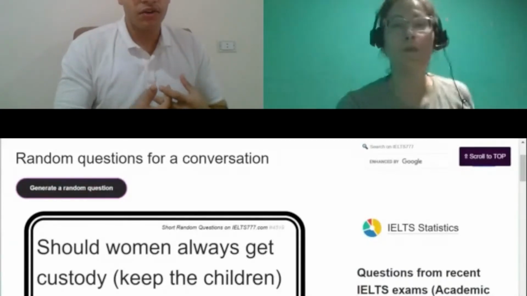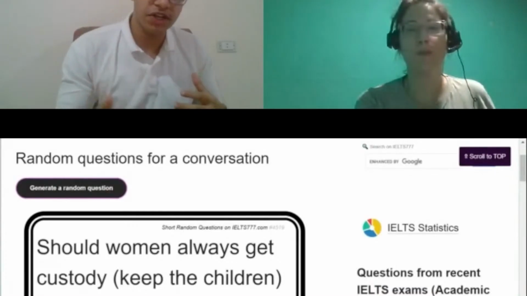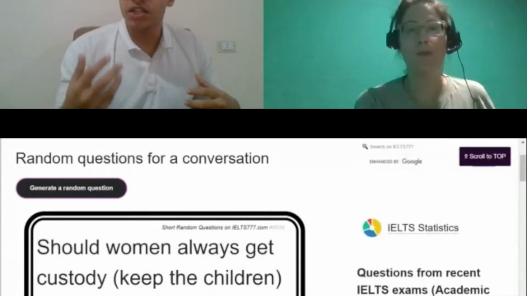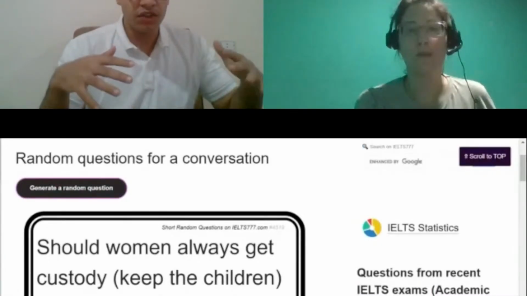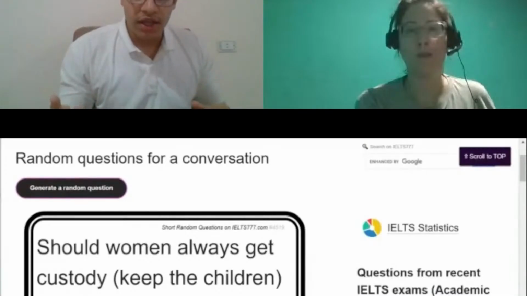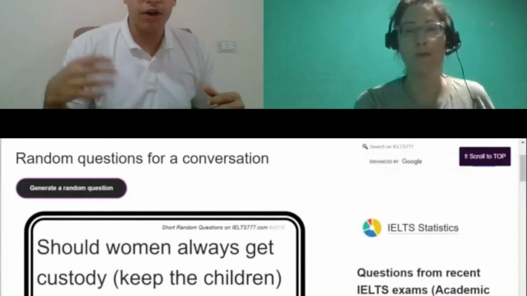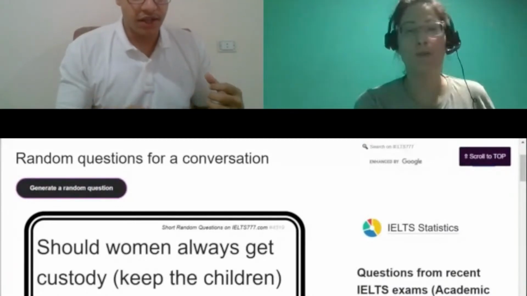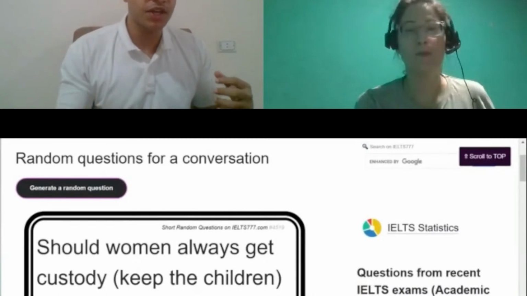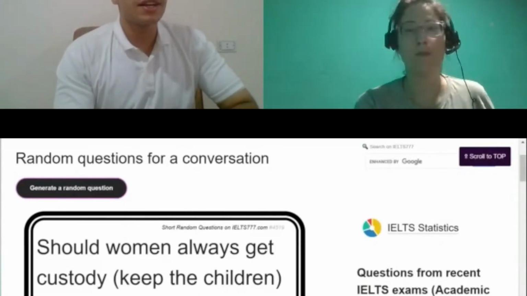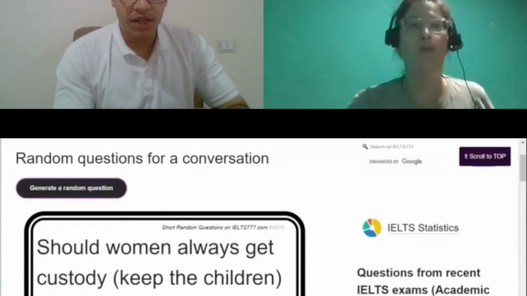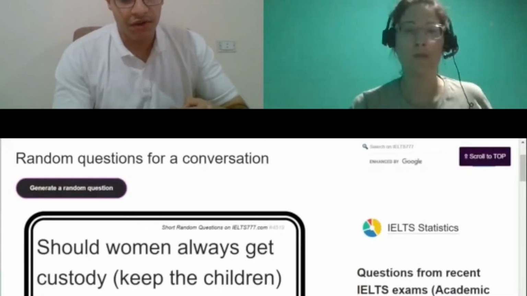Okay, after a divorce, I think mother should take the children. She's so close to the children, and most of the time she's with them. Father, most of the time, will be outside and at work, but mother has this right because, from the emotion, mother is close to the children, far more than the father.